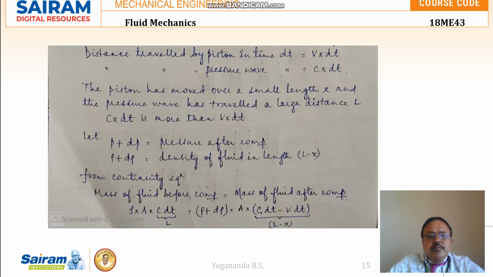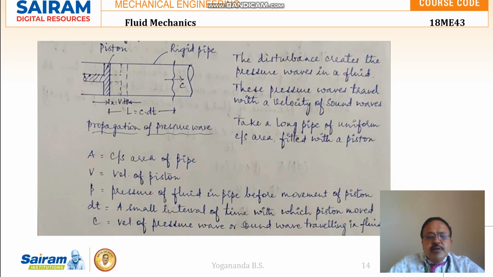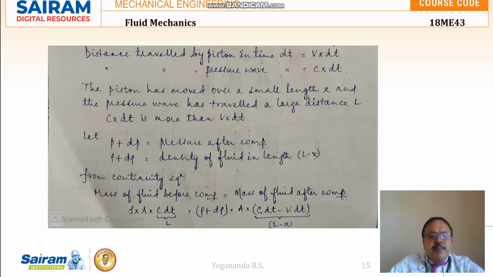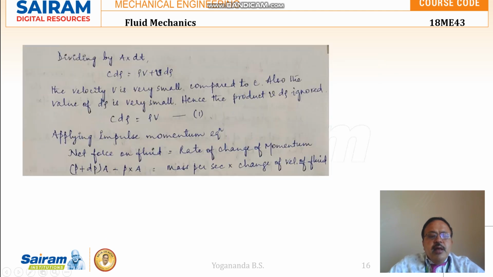V is the velocity of the piston, which is very small because the piston is moved over a small distance. So v is very small compared to c. Also the change in the density, d rho, is very small. Hence the product v into d rho is ignored. We have c into d rho is equal to rho v. So here v into d rho is ignored.